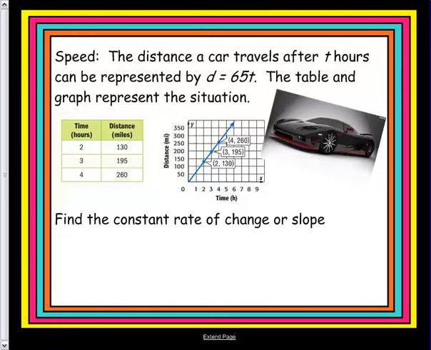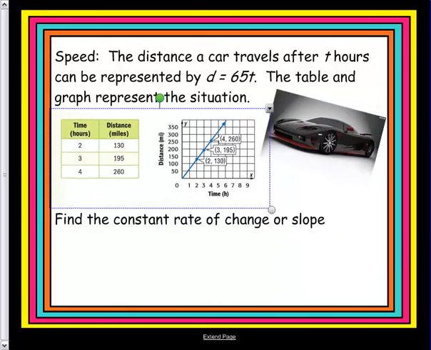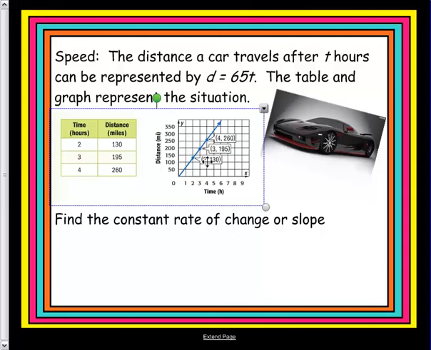Now be careful. When we look at this enlarged, you notice that at 1, it is not at 50. So we need to utilize our other points to figure out what the unit rate would be, or the constant rate of change, aka the slope.